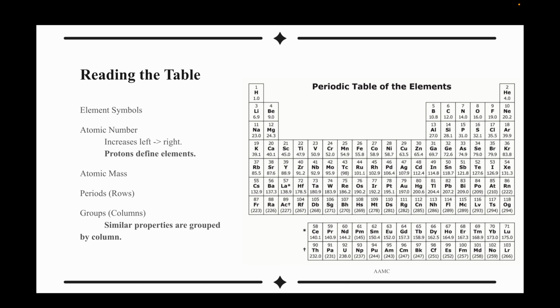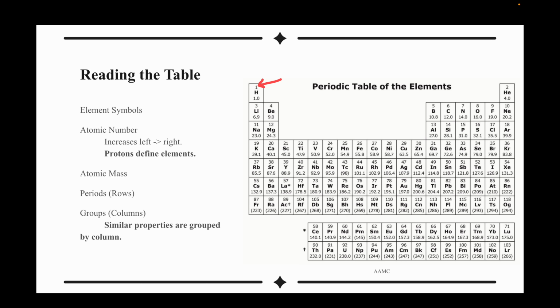First, let's talk about how we can read the table. The symbols we see here are the element symbols, and they describe what element is in each block. H is for hydrogen, Li is for lithium, and so on. The number above that element symbol is the atomic number here.